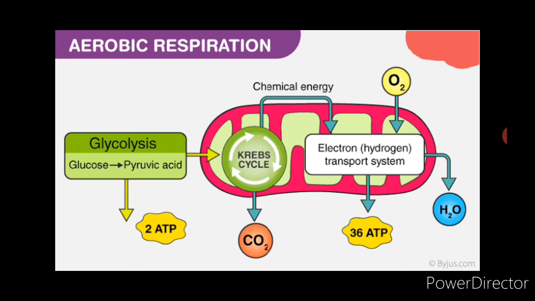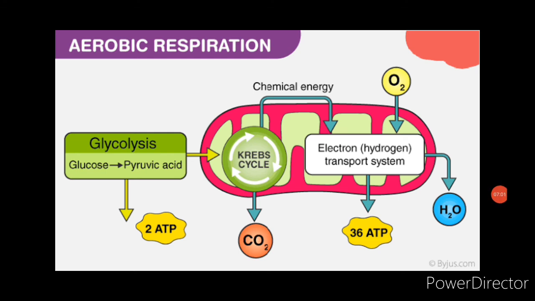The next one is the Krebs cycle. Now in this cycle, the Krebs cycle takes place only in the matrix. So two molecules of pyruvic acid enter into the mitochondria. After entering into the mitochondria, oxidation of pyruvic acid takes place and it is converted into carbon dioxide and water.